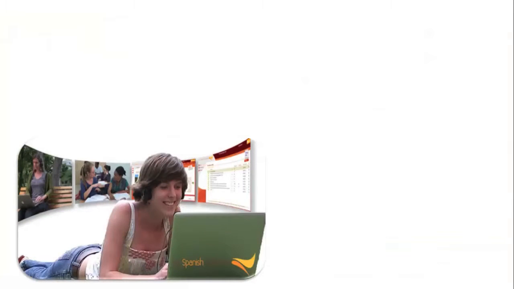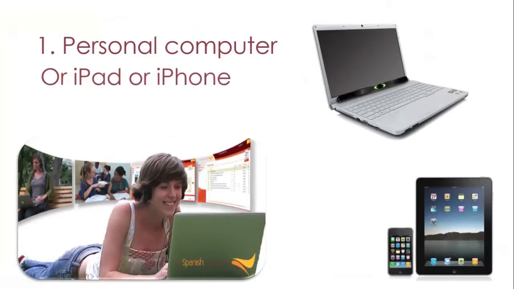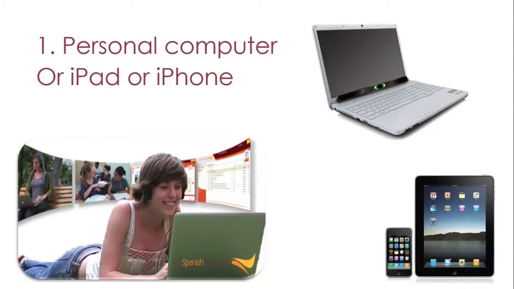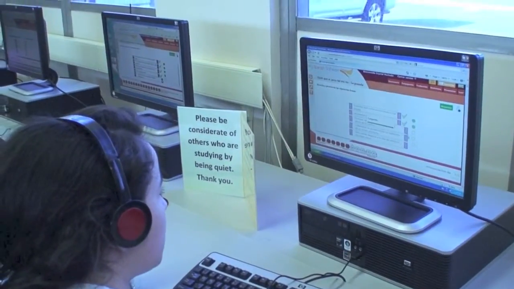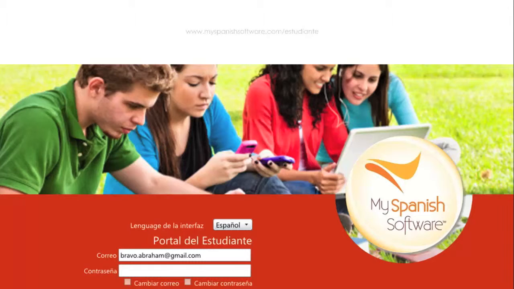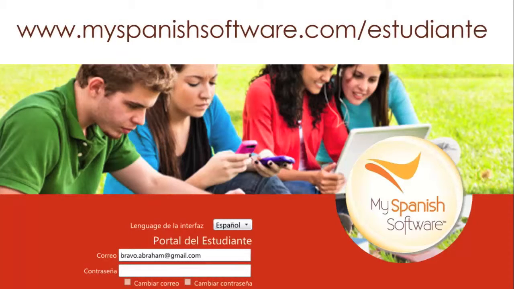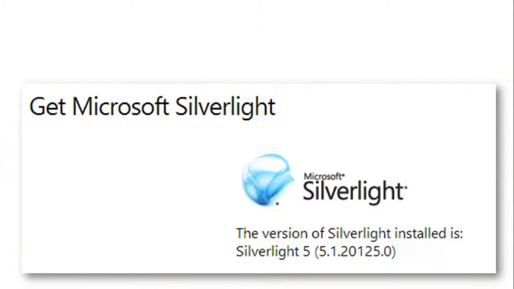In order to use My Spanish software, you will need a personal computer or iPad, a USB headset. Complete the homework at the student portal, which can be found at www.myspanishsoftware.com/estudiante. You will need to have Microsoft Silverlight installed on your personal computer.